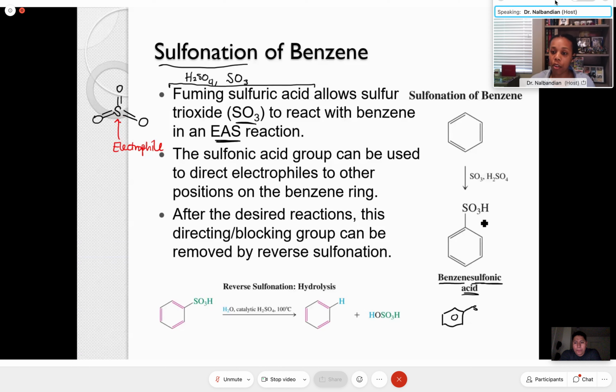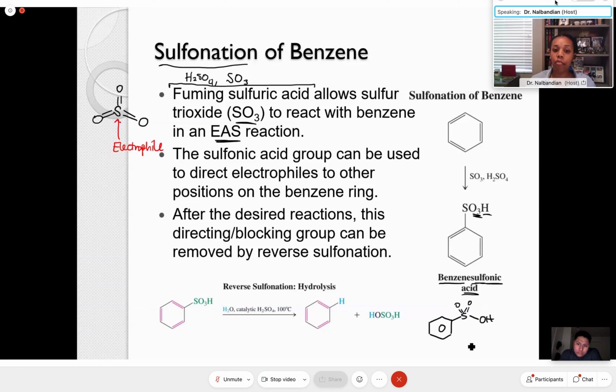We have our sulfur, 3 oxygens. So it's a double bond, another double bond. Hold on, let me redraw this. A little lower. All right. So we have our sulfur, double bond to oxygen, another double bond to oxygen, single bond to oxygen. Those are our 3 oxygens, and then a hydrogen on there. So this is our group.